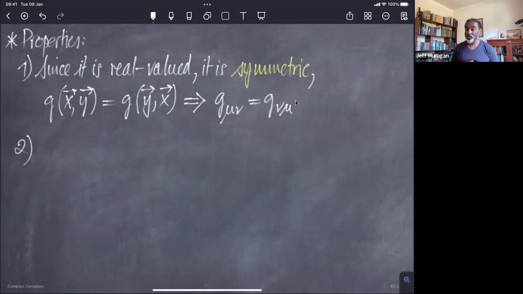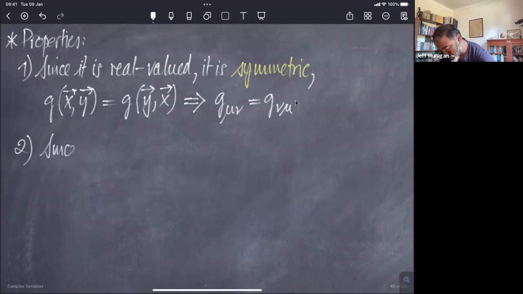The inner product is non-degenerate, which means that as a matrix, G mu nu has an inverse. And the inverse is denoted by G mu nu with the index upstairs. And it is really an honest-to-God matrix inverse of the problem.